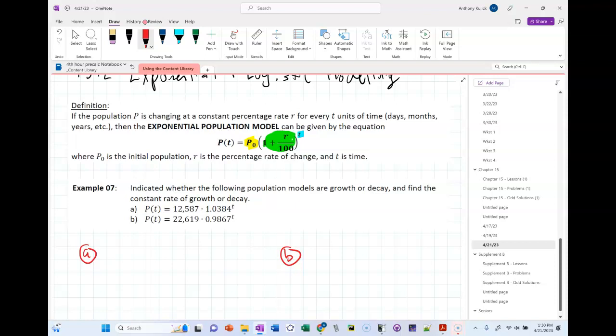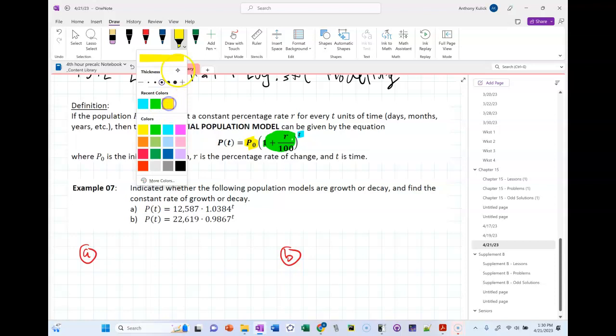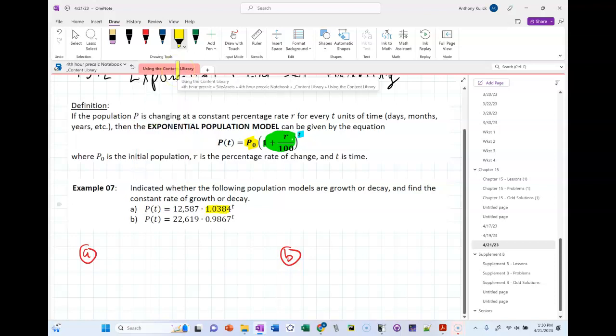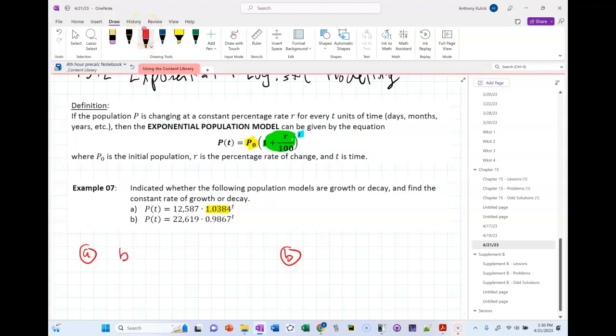Who remembers from last time? I'll give you a hint. We have to look at the value for B. What am I comparing that value to? Go ahead, guys. It is growth. How do I know it's growth? Because it's greater than 1. Yes.